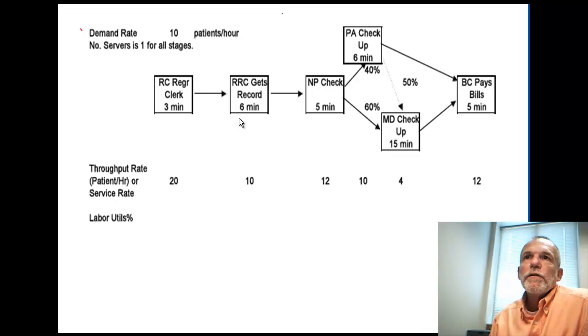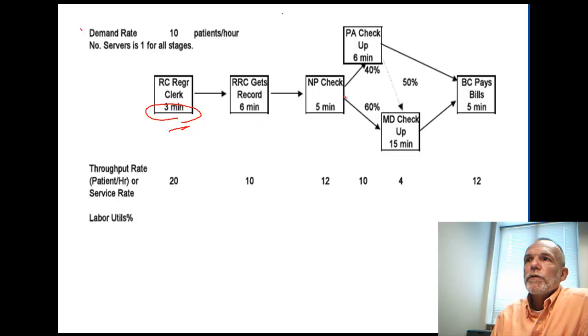Okay, welcome back. This is one more example out of Chapter 7, chapter problem number 8. The first step in that problem is to draw a process flow diagram, and you can see that on the screen here. Here's each of our steps. We've got the clerk, and it takes 3 minutes for every patient, and so forth.